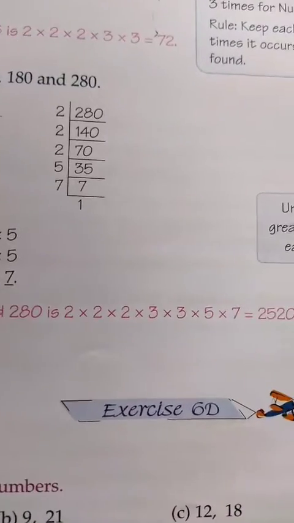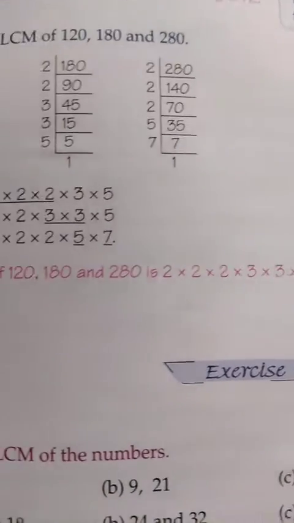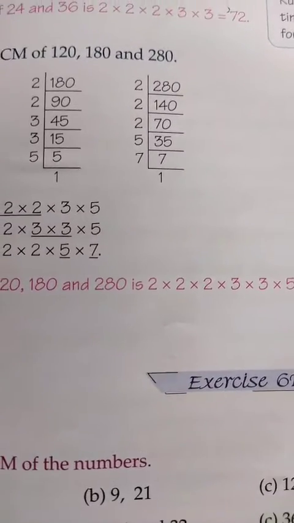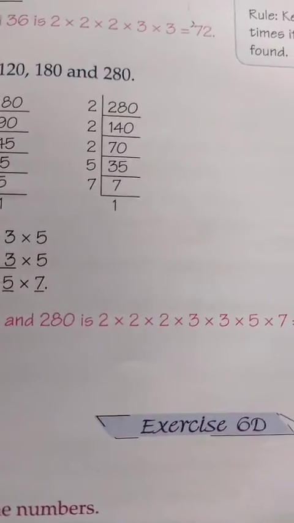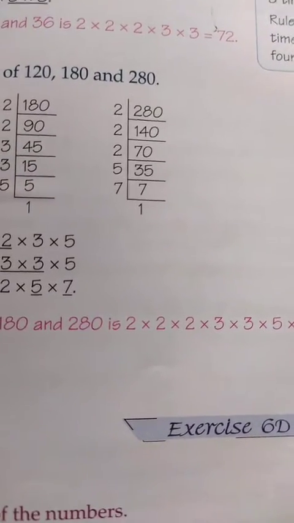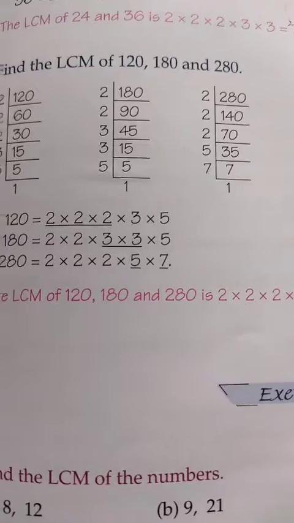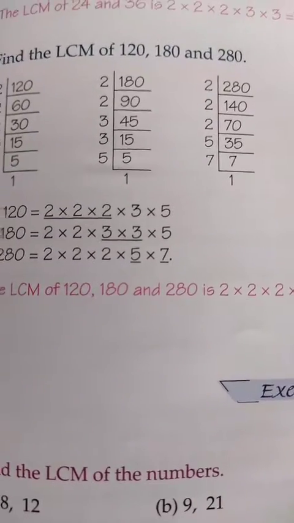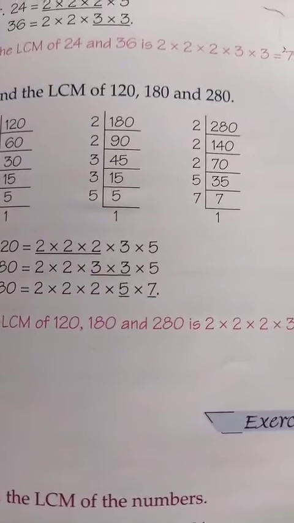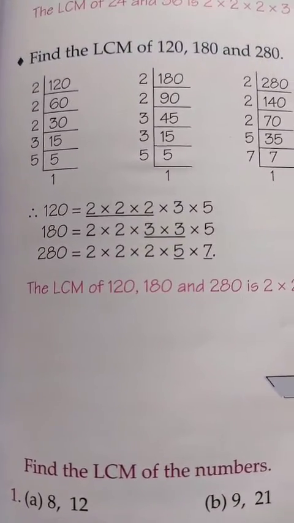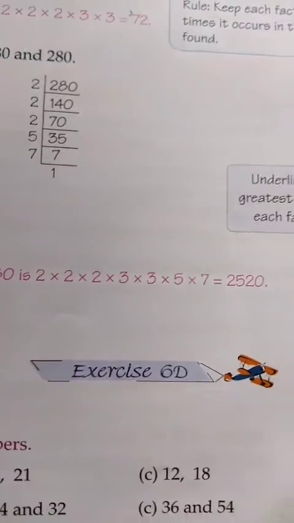Now coming to the next exercise, exercise 6D. First question, find the LCM of the numbers. In this, neither the multiplication table nor the inspection method is mentioned, so you only have to find the LCM. When the question asks like this, you have to find the LCM by the prime factorization method. So first D part I am doing for you.